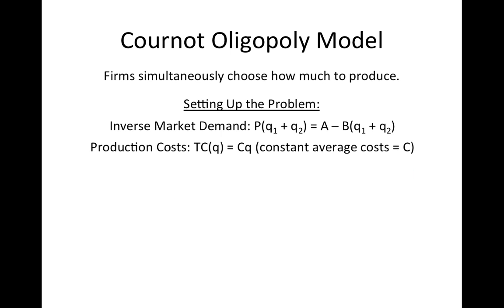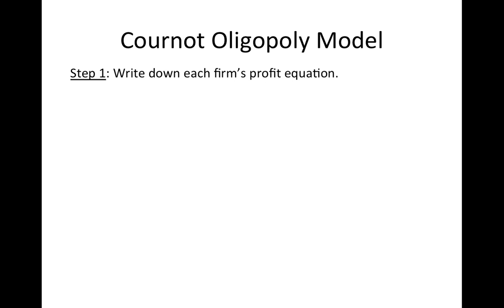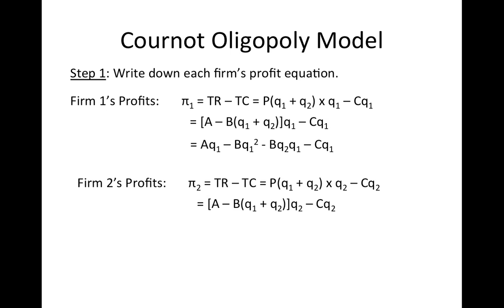Each firm's problem is to find the profit maximizing level of output given what the other firm is producing. Note that in this case, since the firms are choosing their outputs simultaneously, neither firm knows what the other firm will do when it is making its decision. We start by writing down the equation for each firm's profits. Each firm will choose its own output so as to maximize these profits.